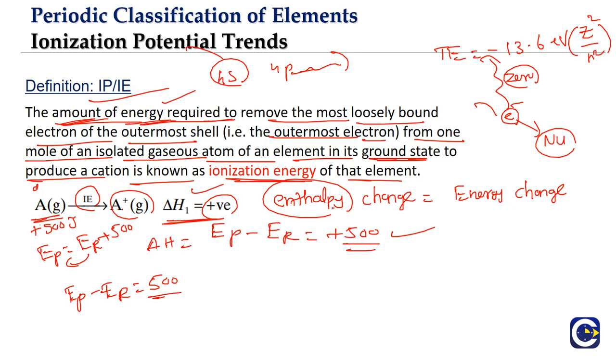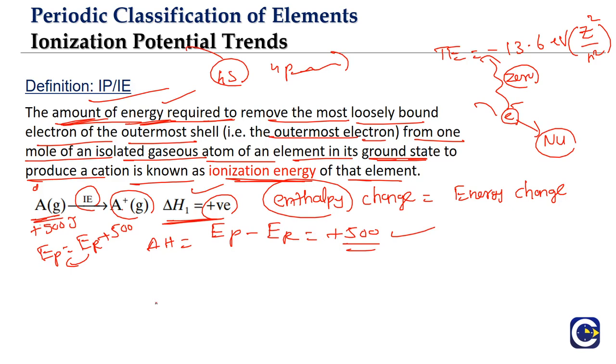So the process of ionization is endothermic. It absorbs energy. This is the concept of ionization energy and ionization enthalpy. Now, why are we using the word ionization potential?